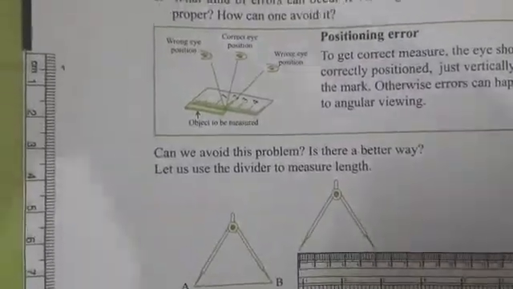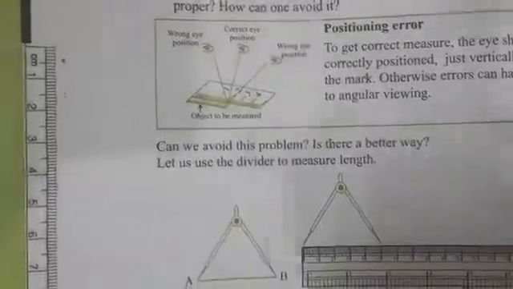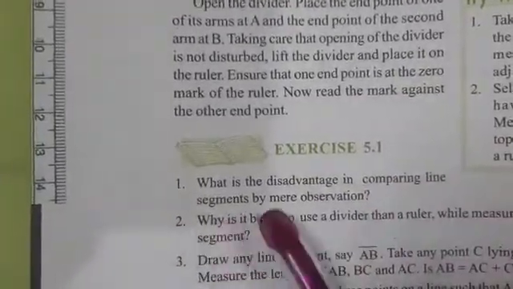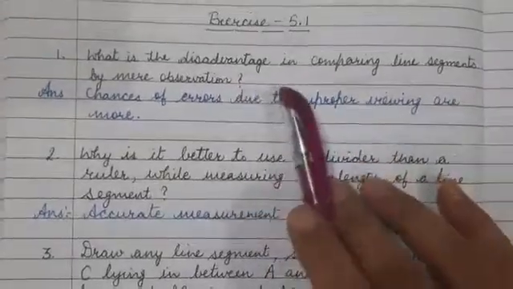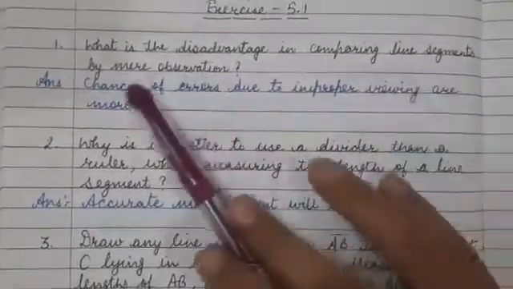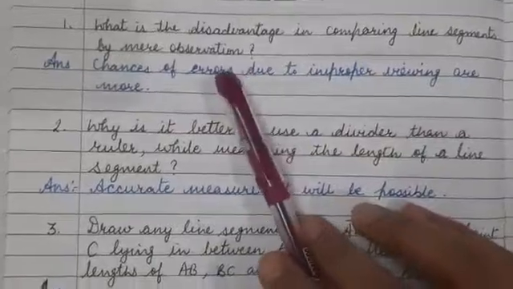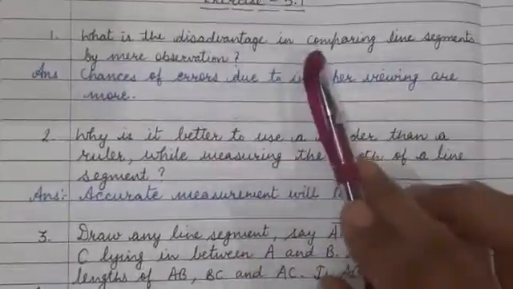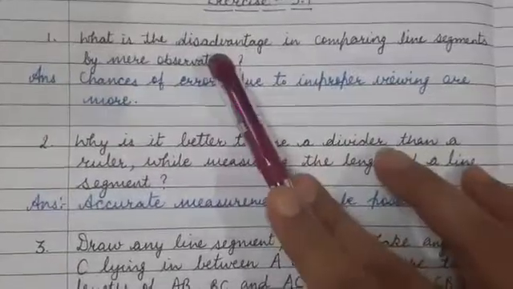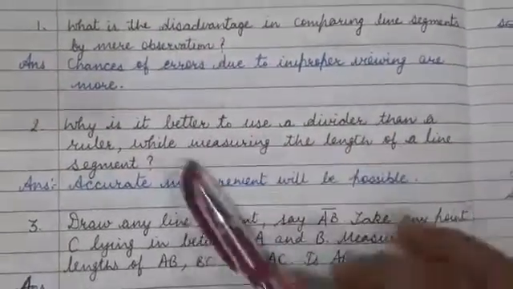Now let's start Exercise 5.1. The question number 1 is: what is the disadvantage in comparing line segments by mere observation? The question number 1 is: what is the disadvantage in comparing line segments by mere observation? तो अगर आप सिर्फ ऑब्जर्वेशन से लाइन सेगमेंट को कंपेयर करना चाहते हैं तो क्या डिसएडवांटेज हो सकते हैं, क्या नुकसान हो सकते हैं आपको?